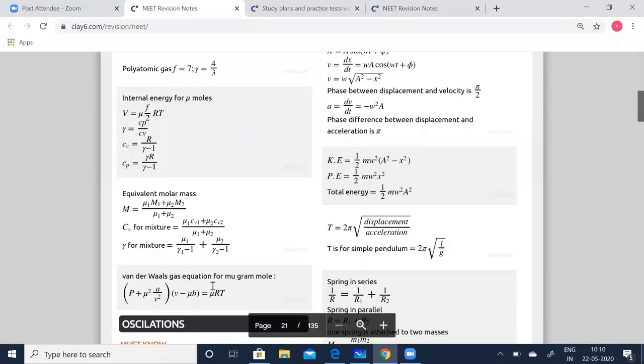Now the Van der Waals equation, which you would have come across in chemistry also. The Van der Waals gas equation for mu gram moles is given by P plus mu squared a by V squared, into V minus mu b, is equal to mu RT, where P stands for pressure, mu the number of moles, a and b are arbitrary constants, V is the volume, R is the gas constant, and T is the temperature. This is an important formula which you have to remember, common for both physics and chemistry.